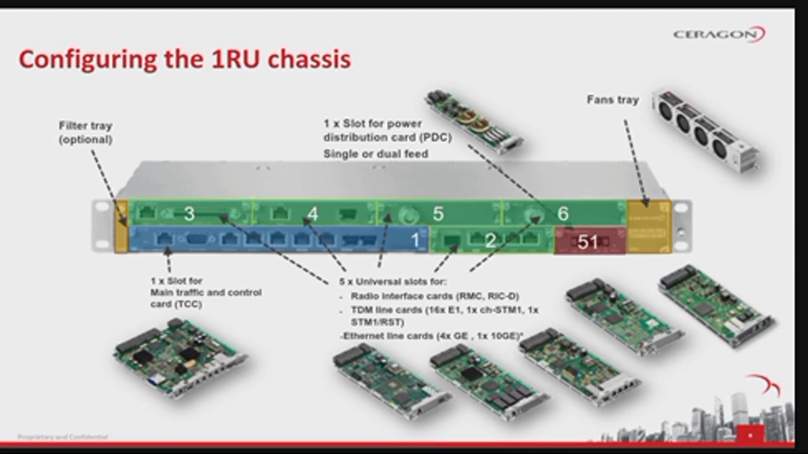1. Traffic and Control Card, or TCC, needs to be used in 1RU and 2RU chassis. This TCC contains 2 1 gigabit Ethernet combo interfaces, either electrical or optical. 2. Radio modem cards, or RMC, with the following versions. RMCA, based on the same modem technology used in Ceragon's fiber IP-10 series, for backwards compatibility links with IP-10G and E. RMCA supports up to 256 QAM with adaptive coding and modulation.